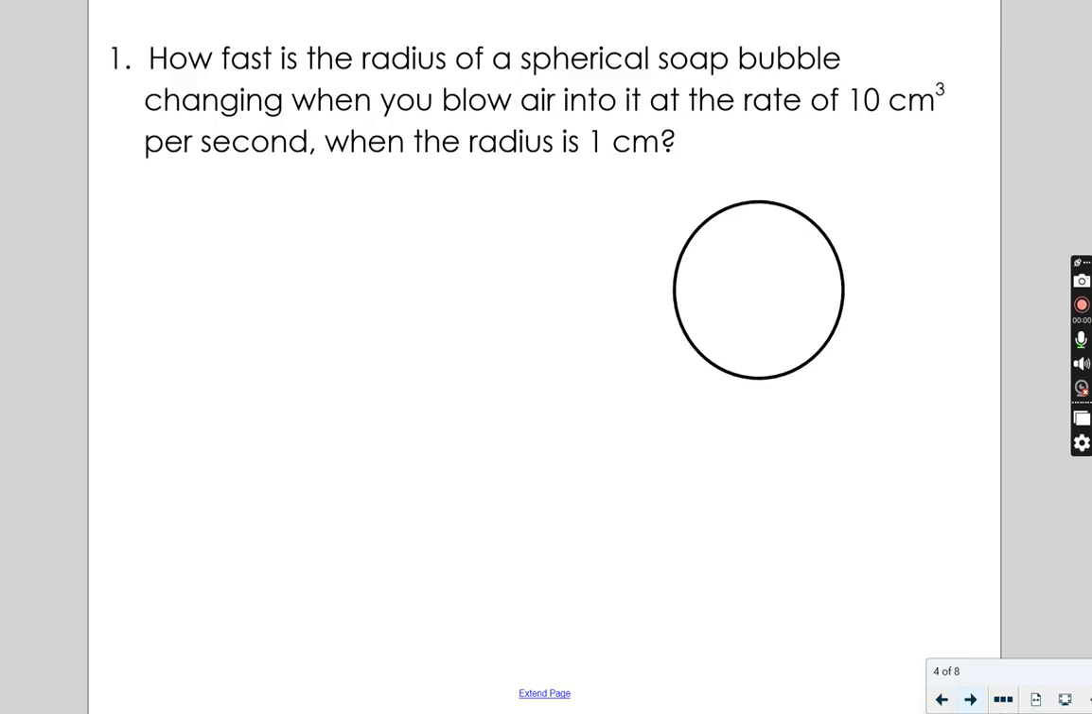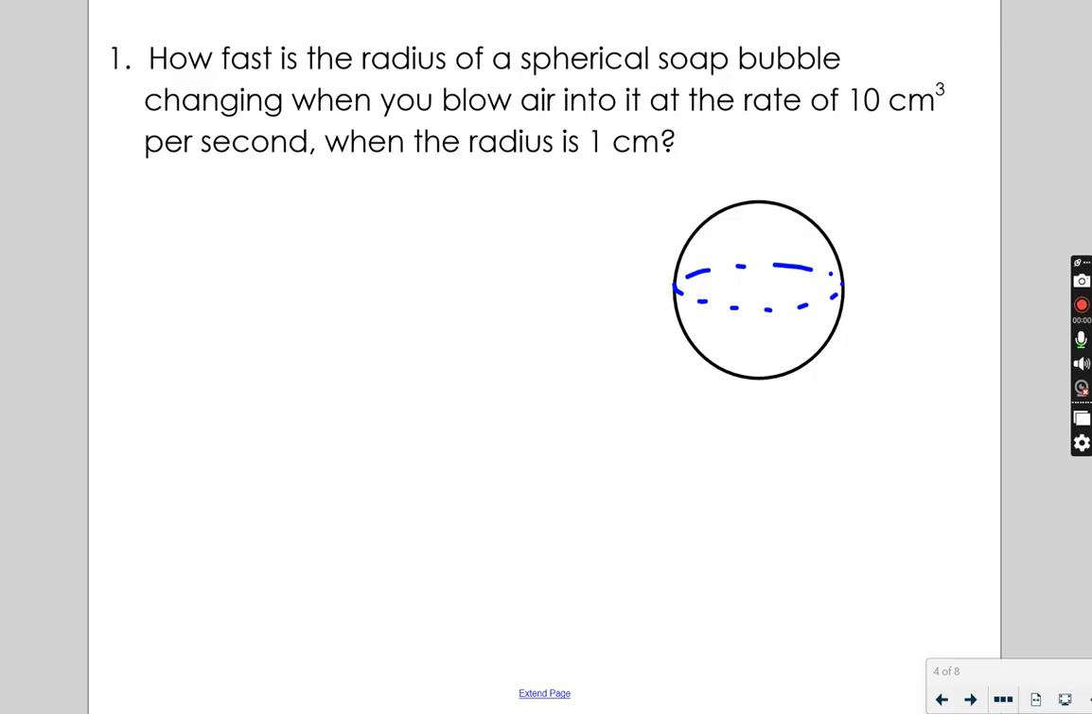All right, how fast is the radius of a spherical soap bubble changing when you blow air into it at a rate of 10 centimeters cubed per second? Okay, so let's draw a sphere. Here's a circle. I'm trying to make it look three-dimensional. So imagine we're blowing air into a bubble. What numbers did they give me? They gave me a 10 centimeters cubed per second.